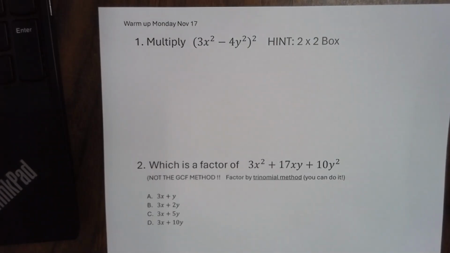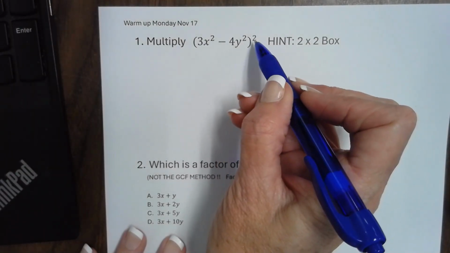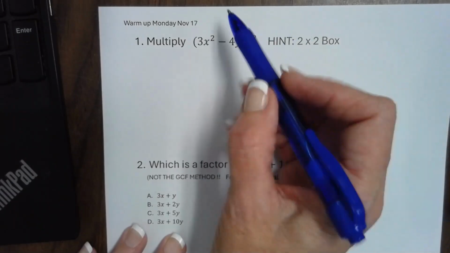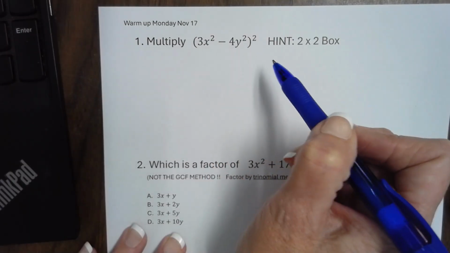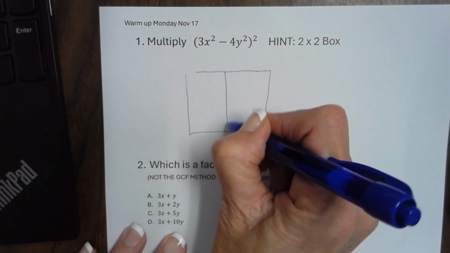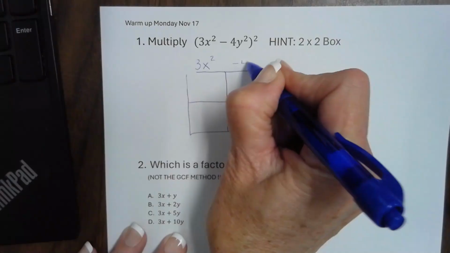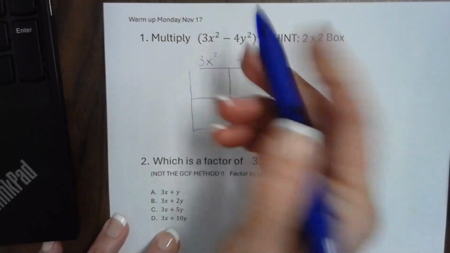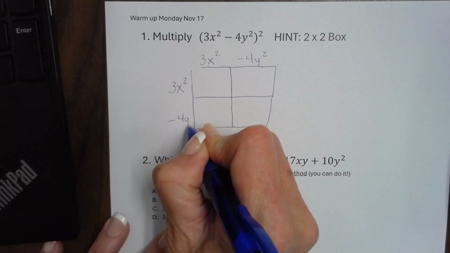All right, so we are multiplying here, and notice it's a binomial that is squared, so my hint to you was this is a 2 by 2 box. We're multiplying 3x squared minus 4y squared times itself. Okay, so I'm going to set up a 2 by 2 box. 3x squared and negative 4y squared goes across the top, and because of that square, I'm multiplying it times itself. So the same thing goes down the side.